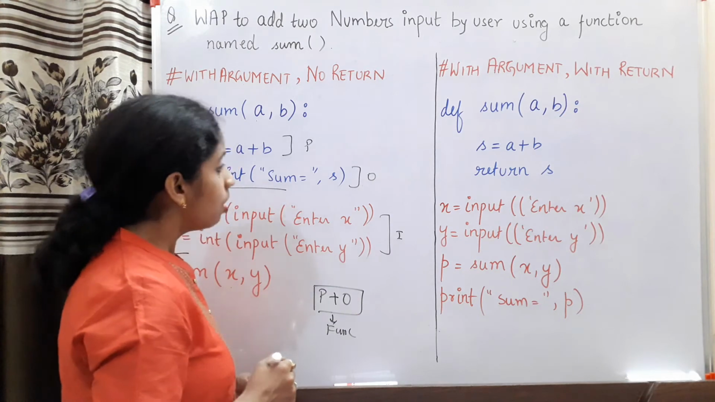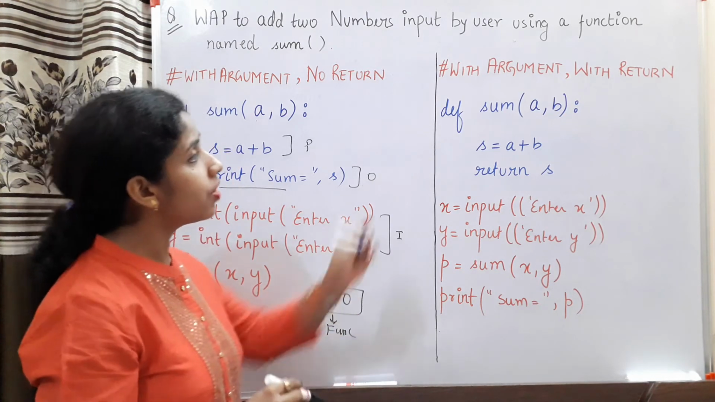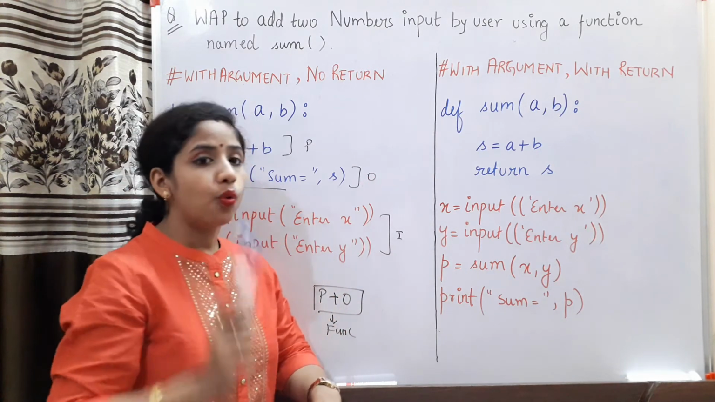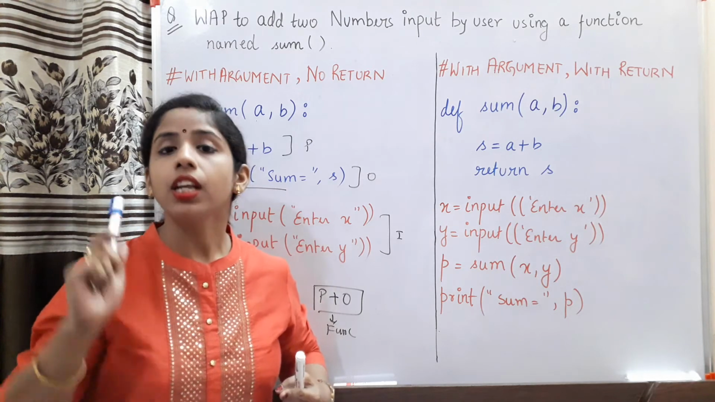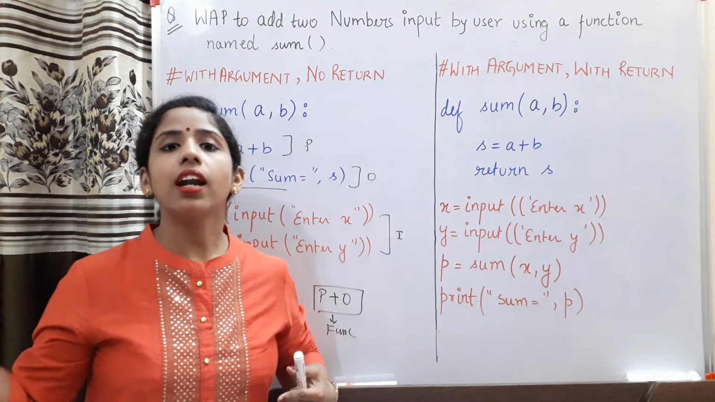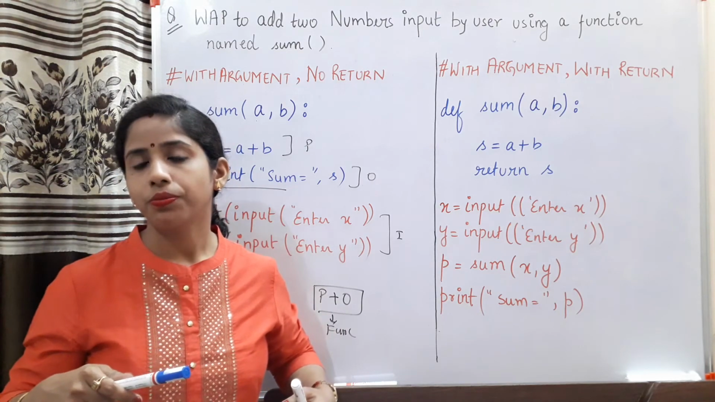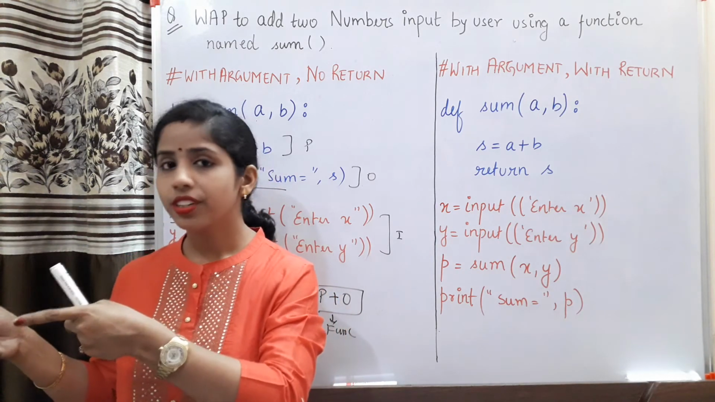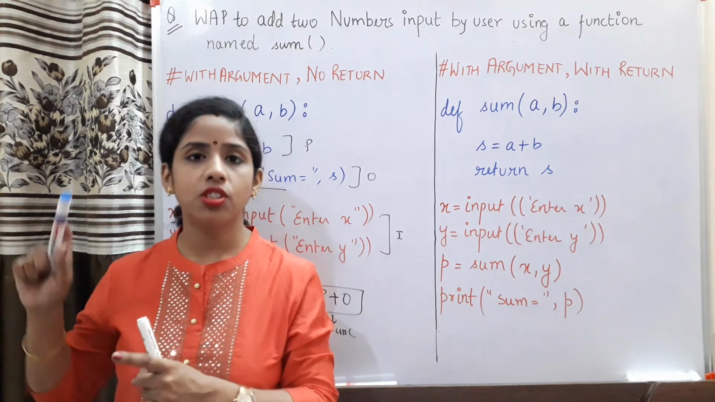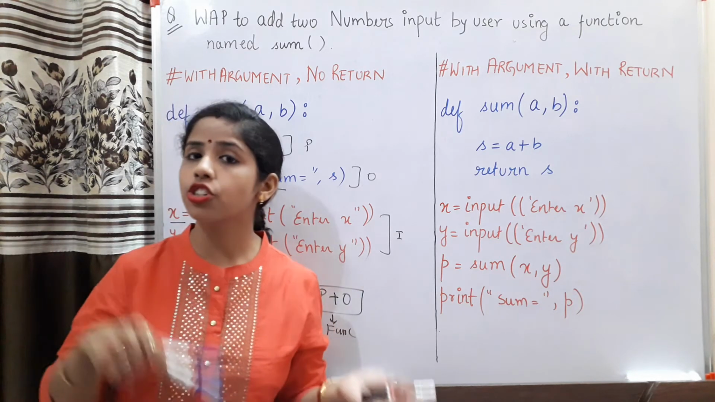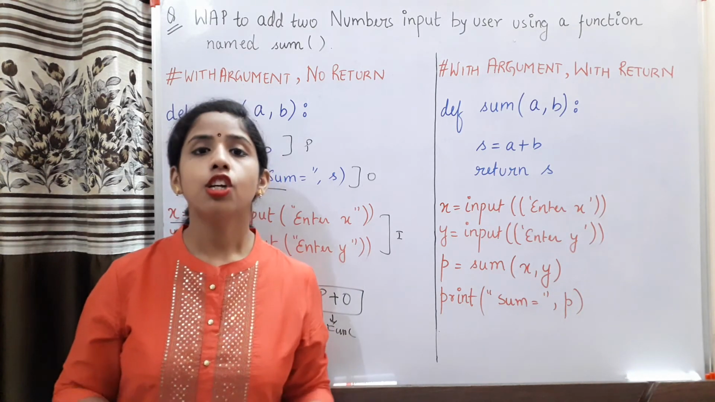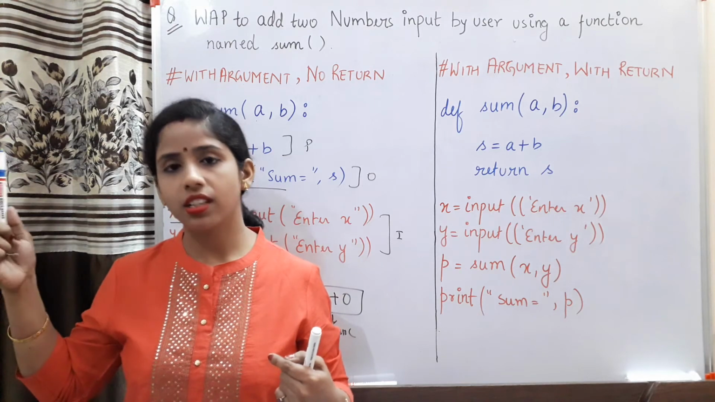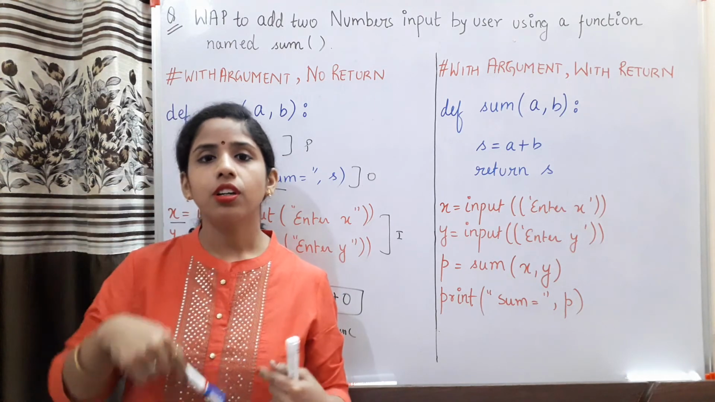Now see the next function style, with argument, with return. This means that the function will be given the raw material also, and the function will return the result also. That is, in this case the owner is going to provide the raw material to the employee. The employee is going to stitch the shirt, and then the employee is going to return the shirt back to the owner. Clear? So input will be done by the owner, processing by the function, that is the employee, and output again by the owner.